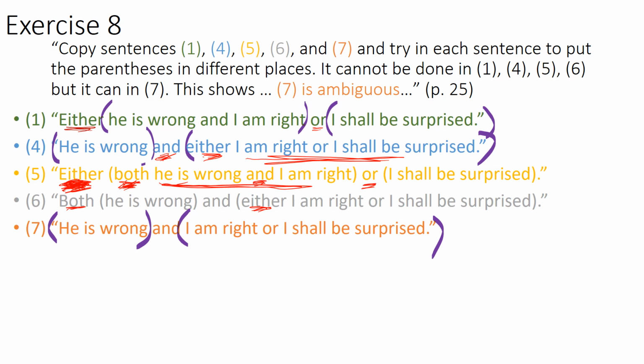But I also can try, how about he is wrong and I am right, in parentheses, like this all here and this right here. That would make sense too. So I don't know if the and or the or is dominant. So therefore it's ambiguous.